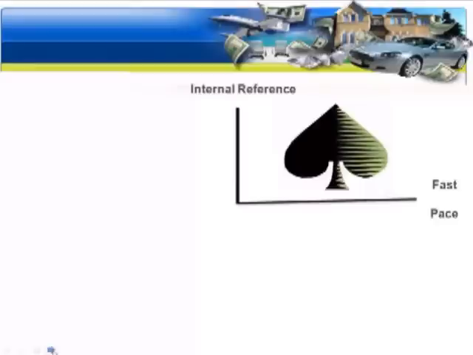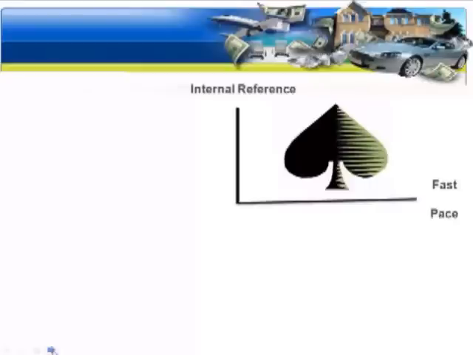First of all, they have an internal reference point, meaning they're very controlled, they show a lot of control, they don't show much emotion, and their reference point is really internal. So what's important to them is their opinion, not other people's opinion. They're also extremely fast-paced. They love to make decisions quickly and get to the bottom line quickly. They're often called the driver type of personality, the person who wants to get to success.